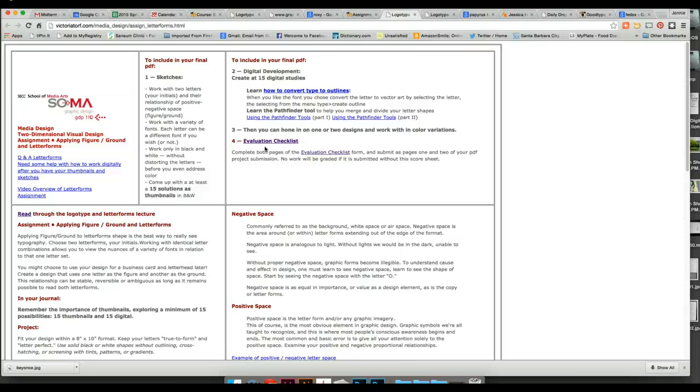So same thing as always. You guys are going to start with your sketches. You're going to sketch a lot for this assignment. You're going to work with 2 letters, okay? If you want to do 3, you can. I don't recommend it. All right. Then you're going to start playing around with their positive, negative space, that figure ground of those letters. And you're going to work with a variety of fonts, and you're going to sketch out and play around with how you're going to pair those together in an interesting format to create interesting positive, negative space.